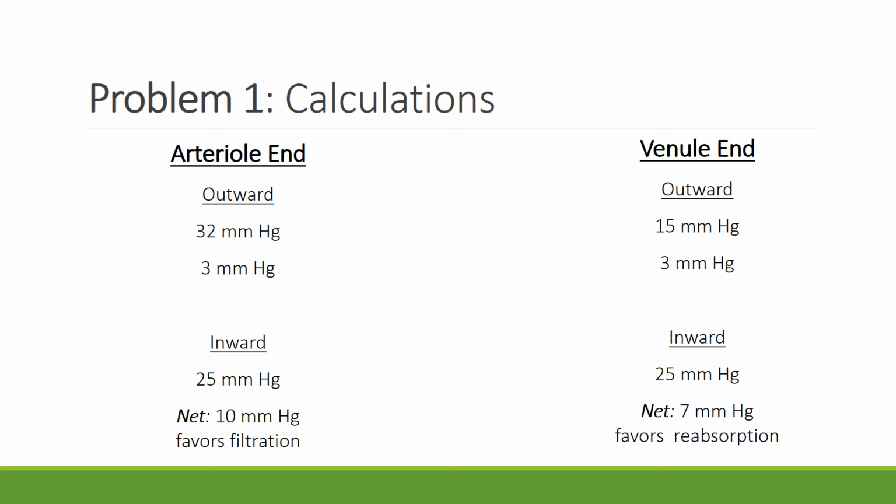At the venual end, the outward movement is 15 millimeters of mercury and 3 millimeters of mercury. The inward movement is 25 millimeters of mercury. If you add 15 and 3, that's 18, and subtract 18 from 25, and the difference is 7 millimeters of mercury, and this favors reabsorption, or the inward movement of fluid.